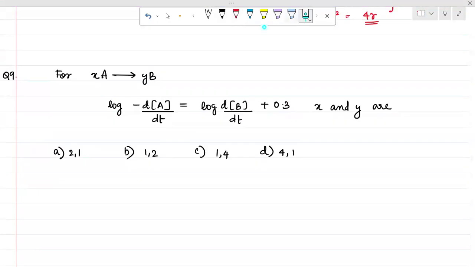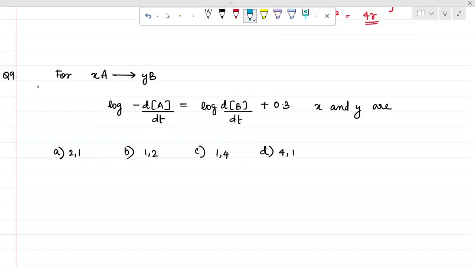Look at what is given. There is some reaction which is given. And we can see that there is minus dA by dt, and plus dB by dt. And you know what that is, correct? When do we get minus dA by dt and plus dB by dt? When we write the expressions of rate of the reaction, and they have taken logarithms. So this is the idea that we get by looking at the question. Let's try to derive it.